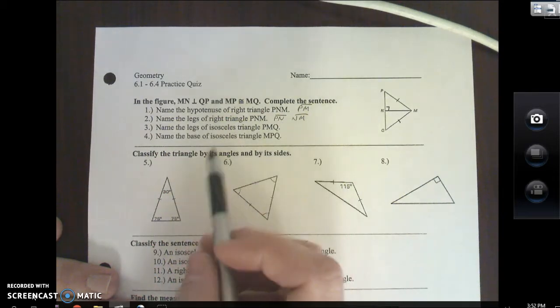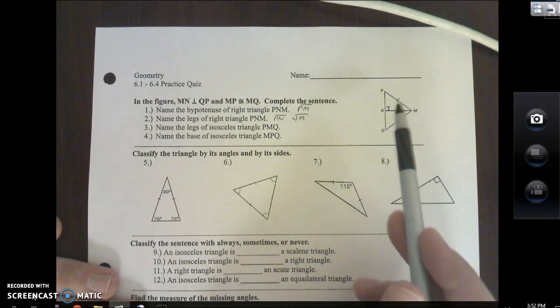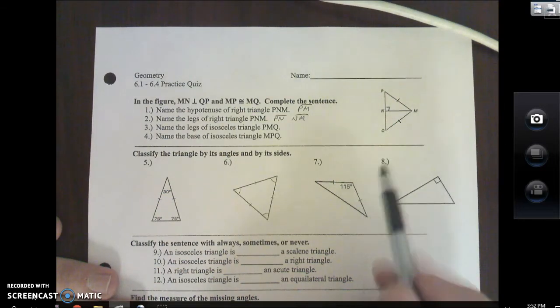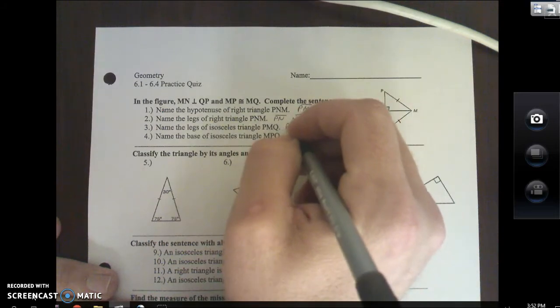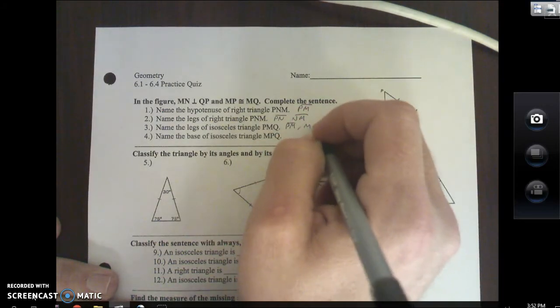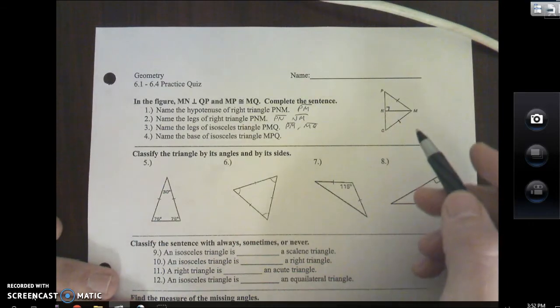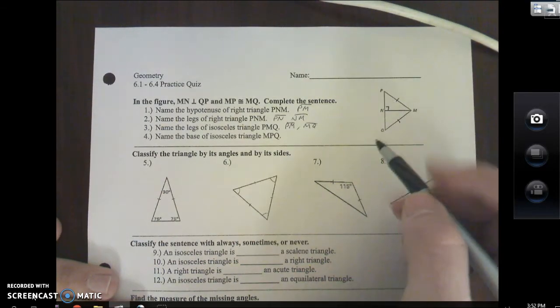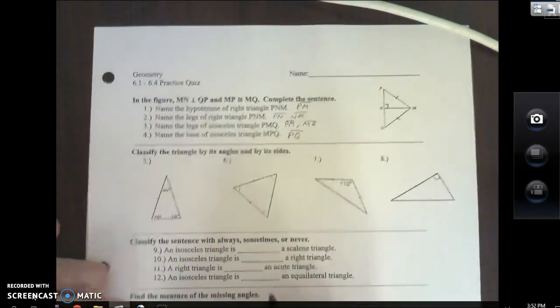Now, as far as PMQ, the large isosceles triangle, remember isosceles is two sides the same. Name the legs. Well, the legs are the two congruent sides. So you're looking at PM and MQ. Then name the base. The base is the third side, the one holding it up. That's PQ. Very good.